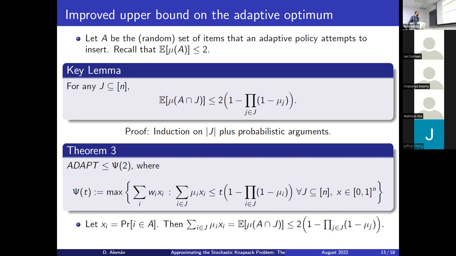Okay. So why does that follow? Again, let Xi denote the probability that we attempt to insert item i. Right, so A was the set of items that an adaptive policy attempts to insert. Then we have that the summation over the items in J, which is equal to this quantity by linearity of expectation, is at most 2 times that quantity, and this follows from this lemma. So we have a feasible vector X. X is feasible for this LP. And the rest of the proof follows exactly as the proof of the other theorem.